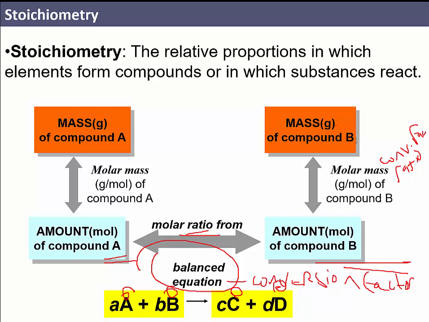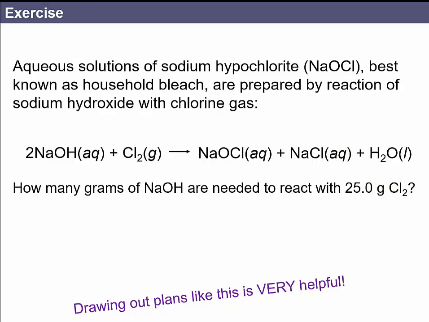Okay? Let's look at an exercise. Aqueous solutions of sodium hypochlorite and sodium chloride, best known as household bleach, are prepared by the reaction of sodium hydroxide with chlorine gas. You can undo this reaction, kids, by combining bleach with certain other household products. So please read the warning labels on your household products. I'm not telling you how to make chlorine gas because that's bad for you, but be aware that you can accidentally make chlorine gas from bleach. So be careful with your bleach.